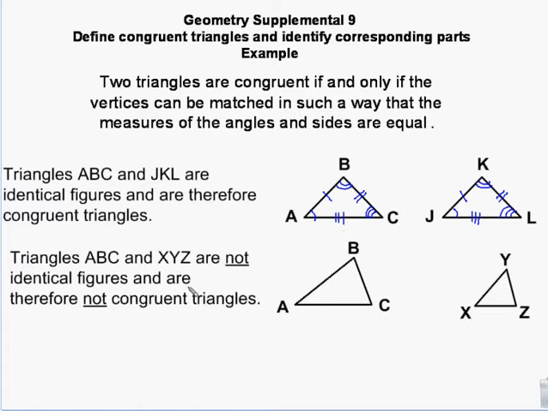Now, in ABC and XYZ, it's very obvious to see that they're not congruent because they're different sizes to start with, and they have to be the same shape and the same size. But even with ABC and JKL, if I didn't mark these, which I did, that shows that they're congruent. If I just showed you those two triangles with no marks, you couldn't say they were congruent without doing the measurements to make sure the angles all matched and the sides were all the same length. Even if they look the same shape and size, they might be slightly off. So they either have to be marked or measured.